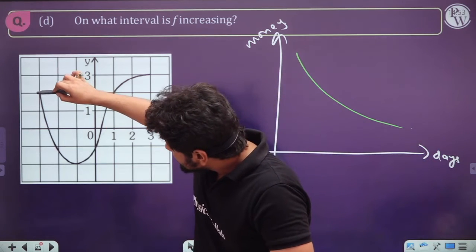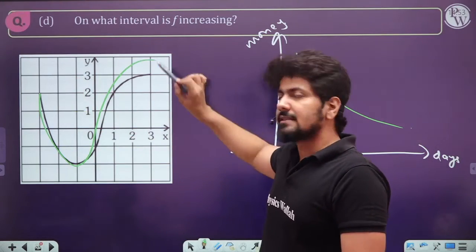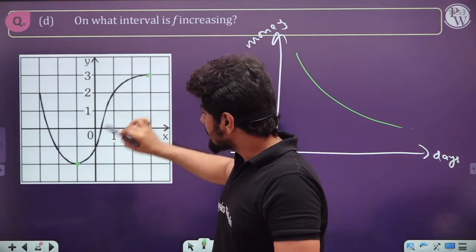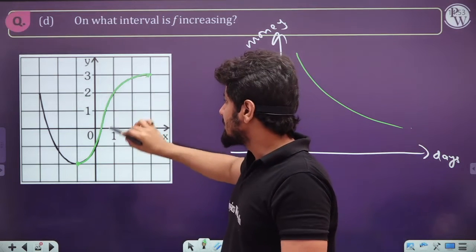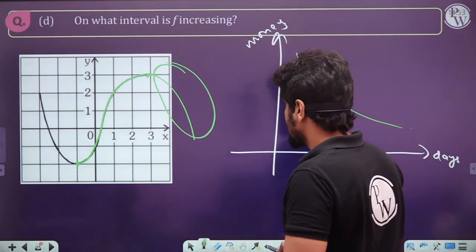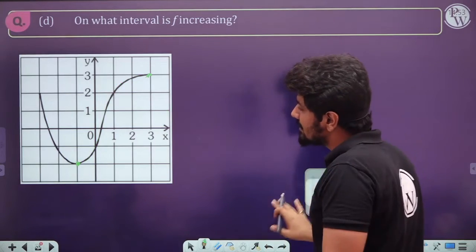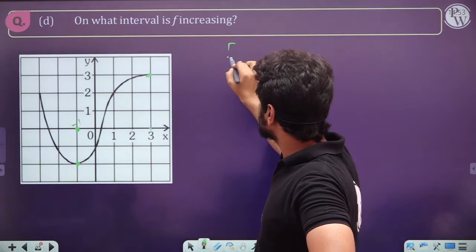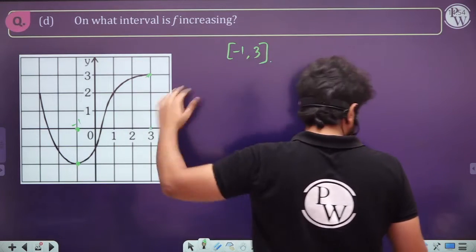See, the graph is decreasing till this point. Then after that, the graph is increasing. So it is increasing in the interval from this point till this point. It is continuously increasing. You are moving towards the right, it is not going downwards. Suppose it starts to go downwards, then it is decreasing in that scenario. So on what interval is the function increasing? The function is increasing from x equal to -1 to x equal to 3. That will be our answer. From -1 to 3, we can see that the graph is increasing.